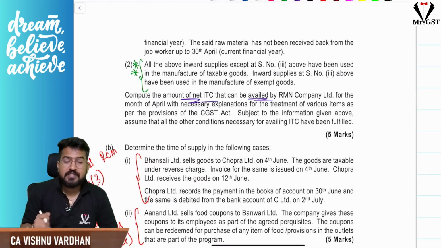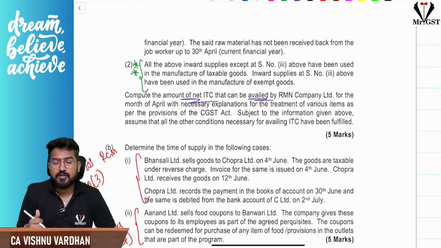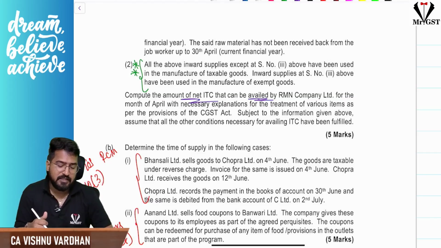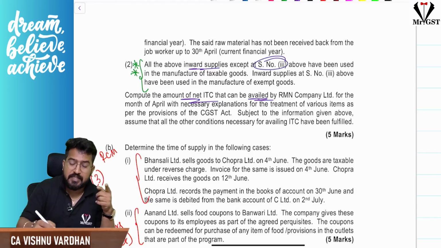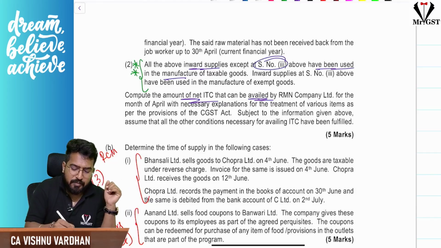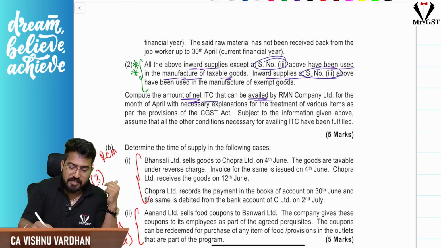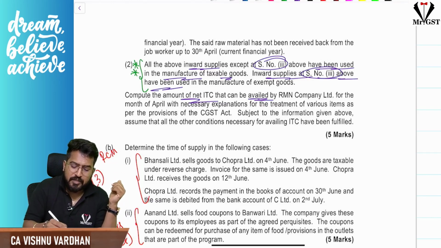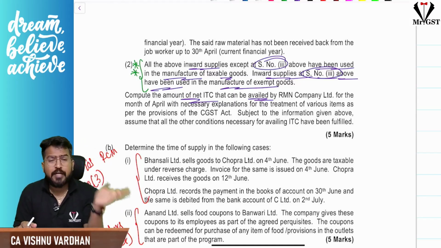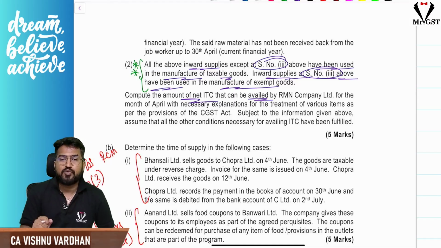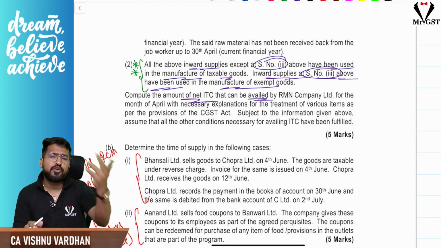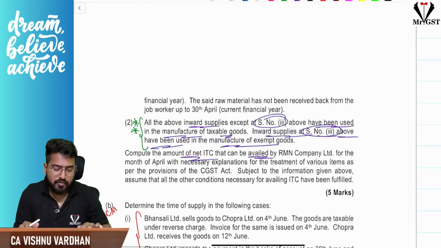See, what they are saying is that zero rated supplies are exempt under GST. Whatever they are saying, all the above inward supplies except serial number 3. Serial number 3 is zero rated supply used for manufacturing taxable goods. Inward supplies at serial number 3, that is for zero rated supplies, exports. The goods which have been purchased are used in manufacture of exempt goods. Even though you are manufacturing them as exempt goods, because you are exporting it, it is automatically zero rated supply. You can take ITC of that also.